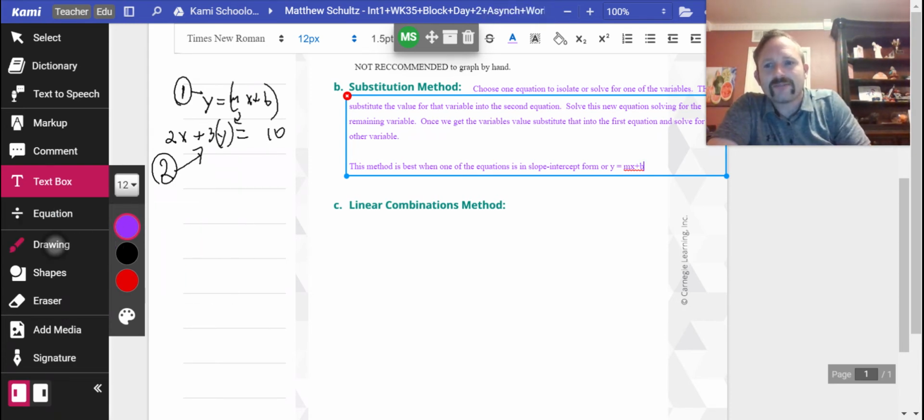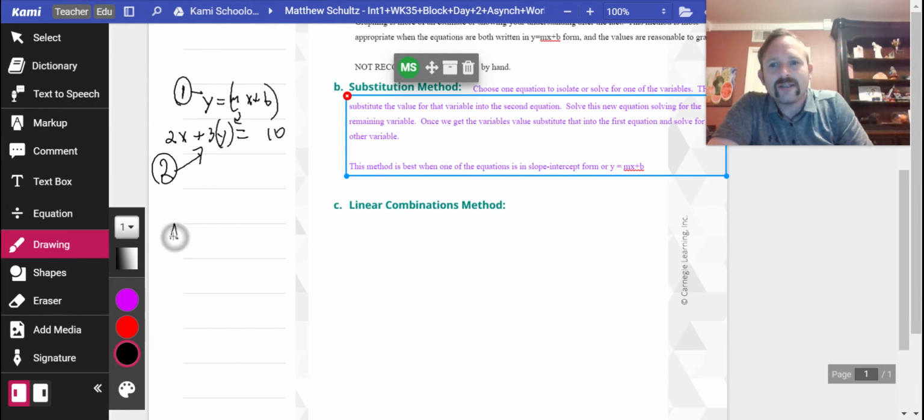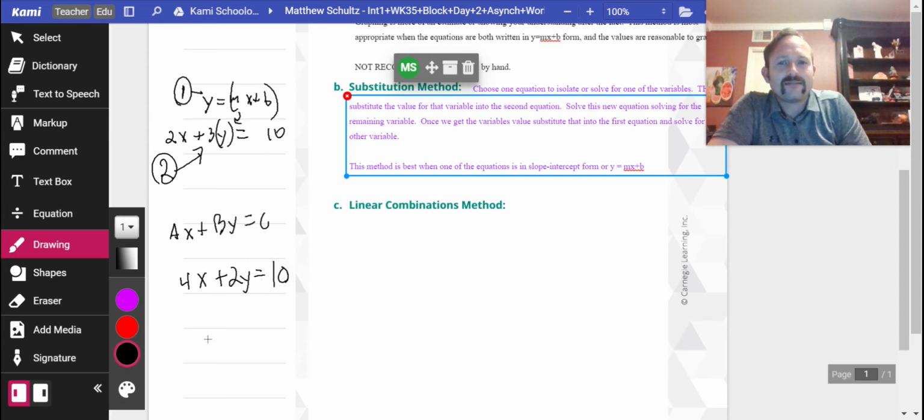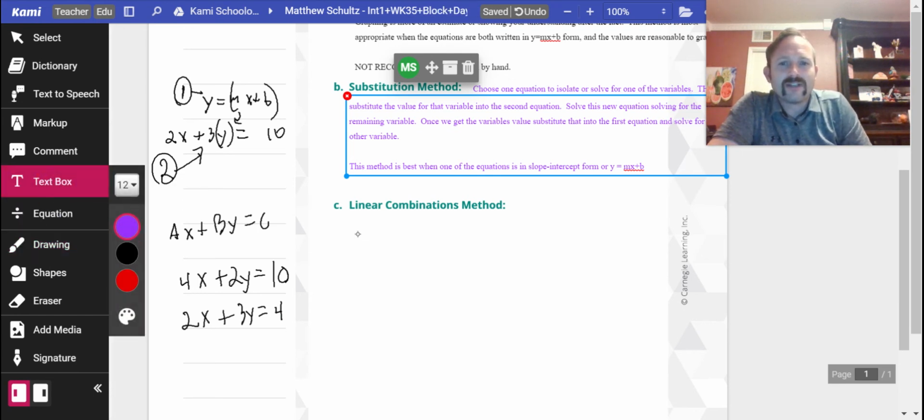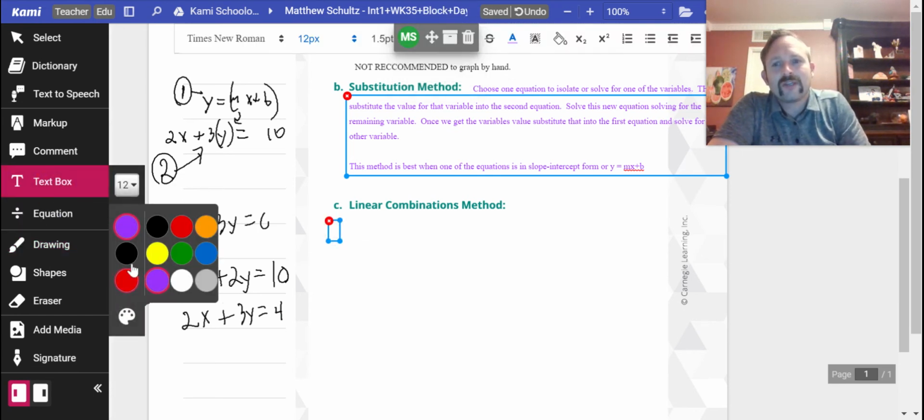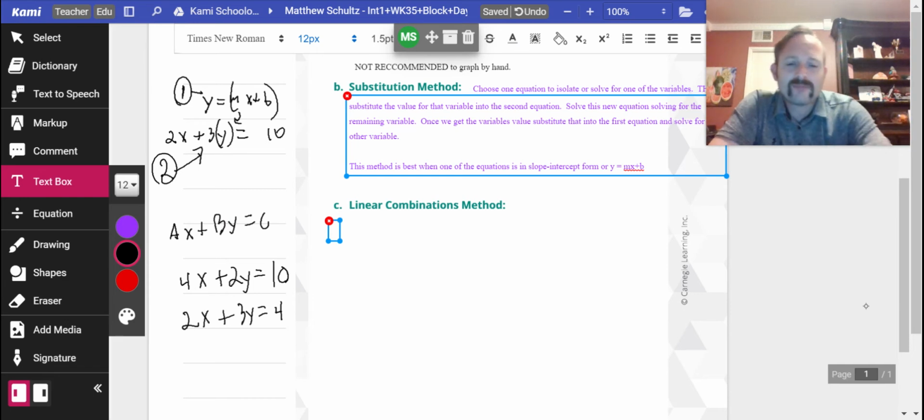Now, standard form. Let's write down what standard form looks like: ax plus by equals c. That's when both of the equations are in that form. Let's talk about this in terms of this example, okay?